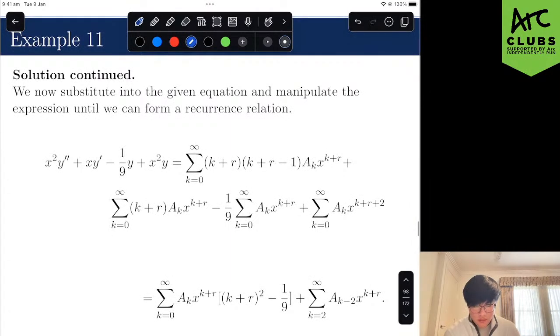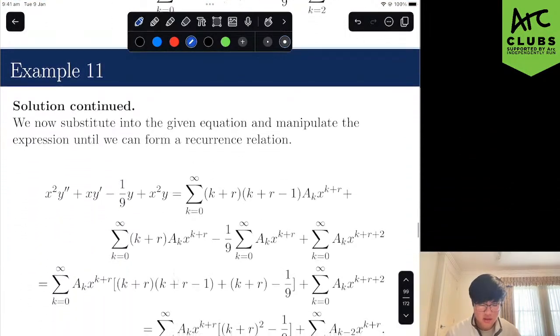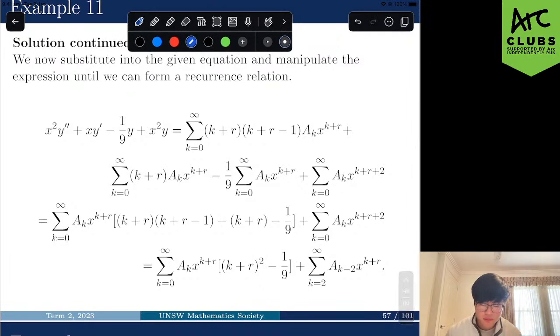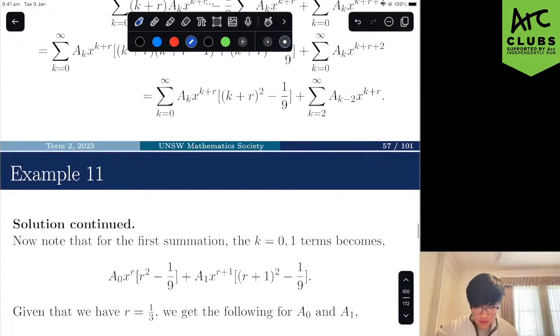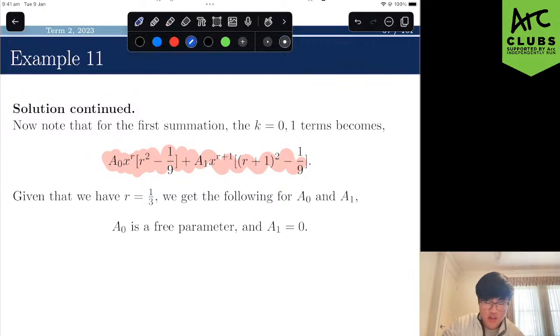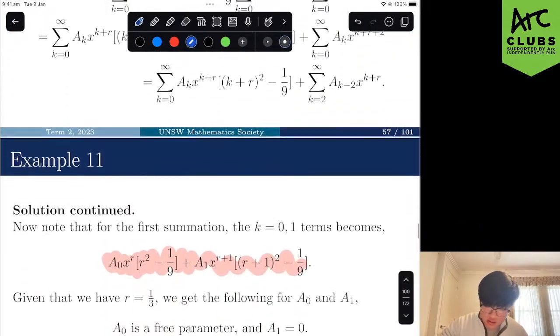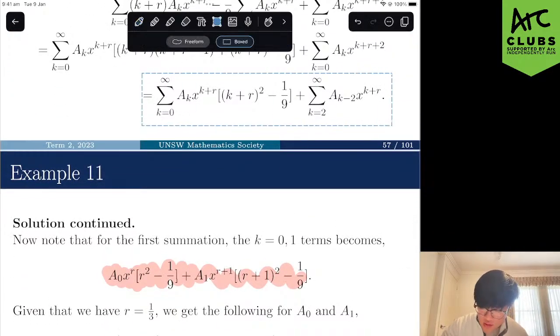Continuing on, I think these slides are just a repeat of itself. But what we essentially get is that this is our final equation that we need to look at. Sorry, I'm skipping through a bit fast. Let me show you what this is looking at.